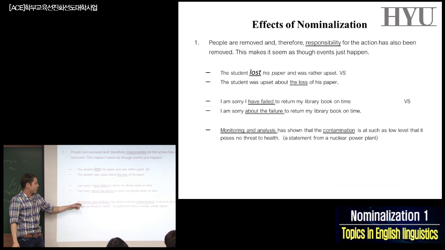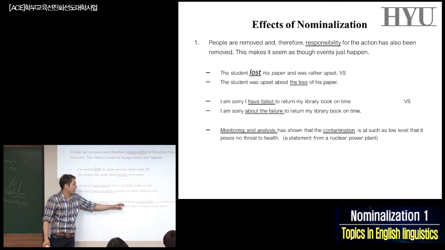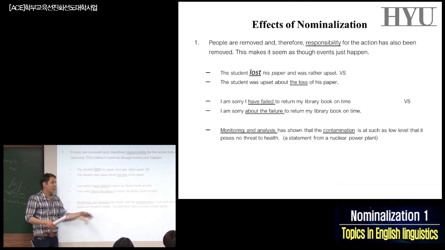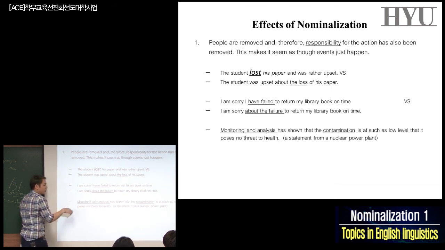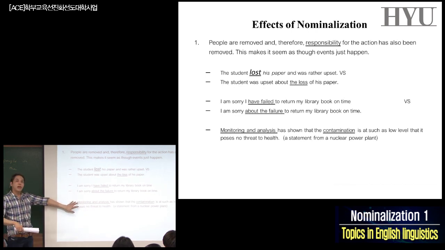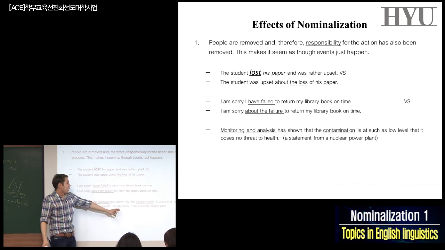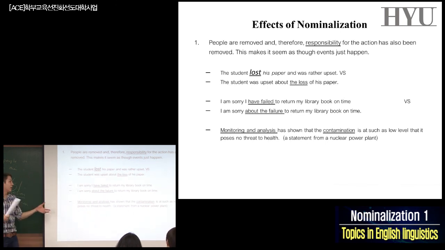And the last one, monitoring and analysis has shown that contamination is at such a low level that it poses no threat to health. So we are not told as to who did the monitoring and who did the analysis, right? And when you do it this way, it seems like there is an independent department that did that, right? But in fact, it might be the nuclear power plant that did the monitoring itself and did the analysis itself, which is not very trustworthy, right?